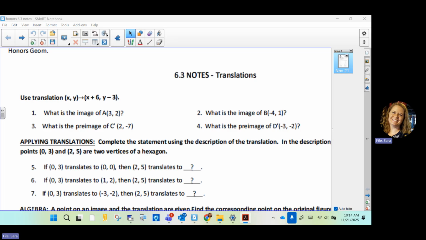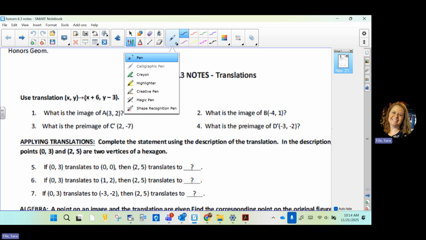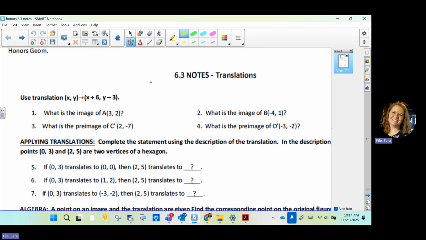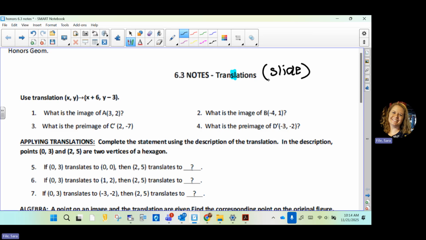Okay, so all three of these that we're learning in Unit 6 are rigid transformations, meaning they keep their congruence. Okay, they maintain the size and the shape, unlike dilations. Okay, so I'm going to put slide in parentheses there. So a translation is just sliding the image around the coordinate grid. Okay, so this says to use translation xy to x plus 6, y minus 3.